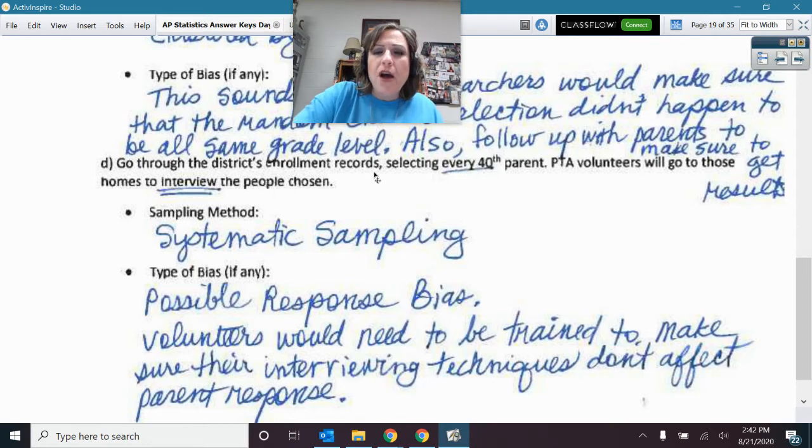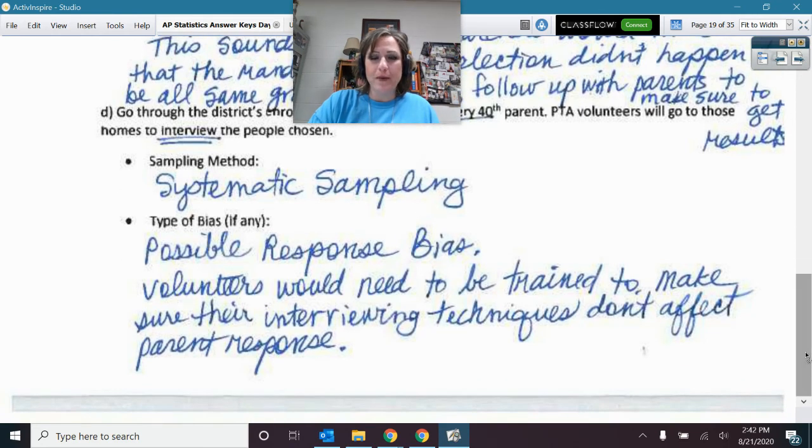Now they interview. Anytime they're talking about interviewing, that's a red flag that you need to make sure you're not like that guy in the trench coat video with the interviewing techniques. The mention of interviewing means you need to be careful and make sure that the interviewer is trained properly to avoid the possible response biases of question wording and lack of privacy and those kinds of things. All right, so there is your sampling methods and bias warm-up key.